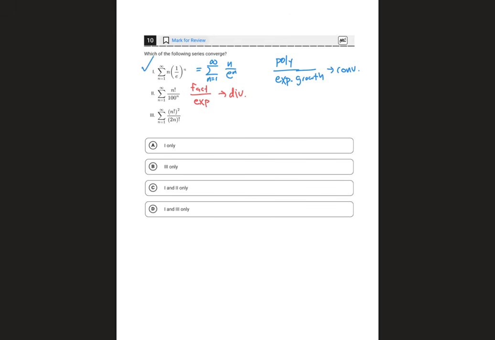Okay, bottom one, got factorials in the top and bottom. The bottom, this is definitely going to be, oh wait, let me think, actually, sorry. Okay, yeah, actually this will definitely converge. Okay, it's kind of a weird little function. So the top is like n factorial squared, so n factorial times n factorial, and the bottom is 2n factorial.